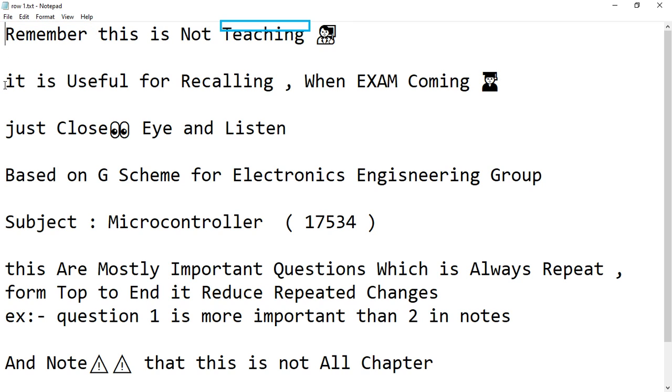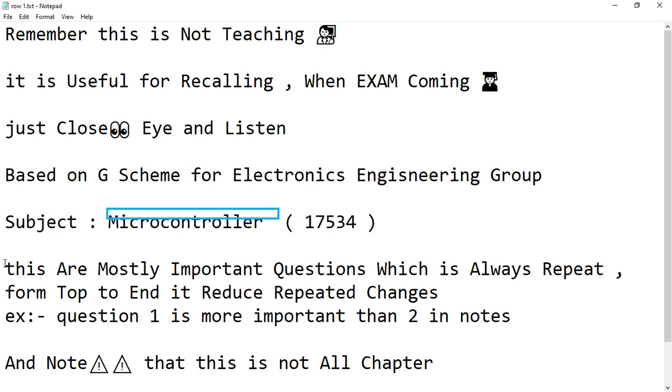Remember, this is not teaching, man, teacher. It is useful for recalling when exam is coming, man, student. Just close your eyes and listen. Based on the G scheme for electronics engineering group.